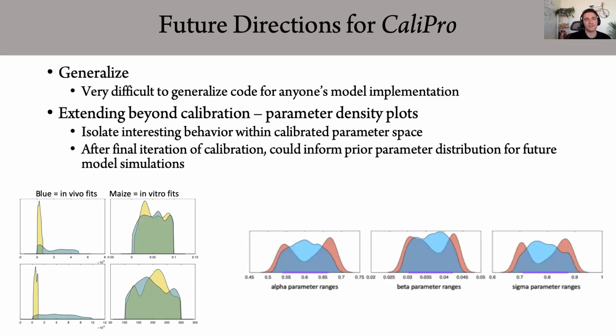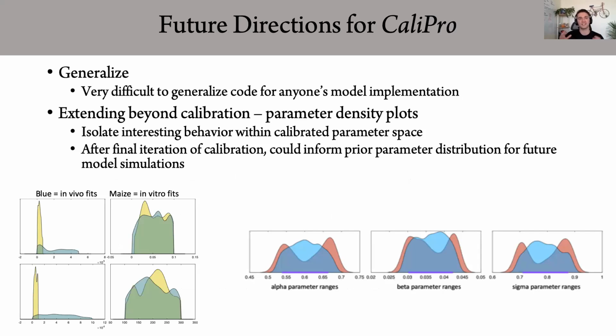So future directions for CaliPro, as with any sort of software or coding implementation, we could always generalize it more and be able to handle anyone's model implementation. We've tried CaliPro with transmission models, ODE models, and agent-based models. We look forward to trying it with network-based models. We think that right now, at least, CaliPro is definitely model agnostic.